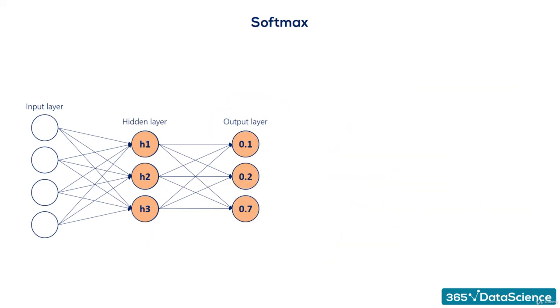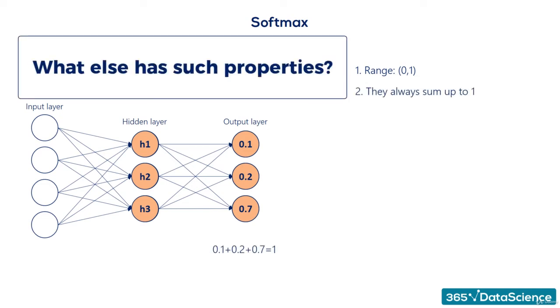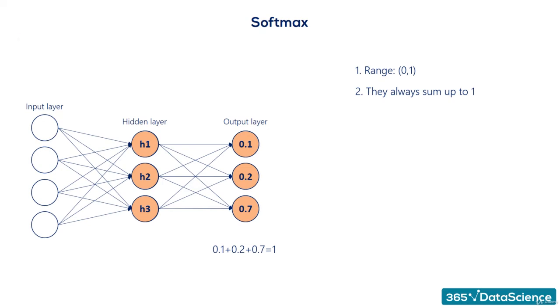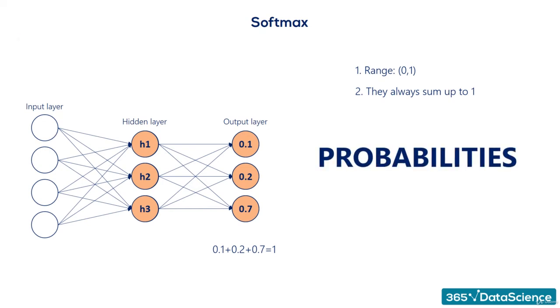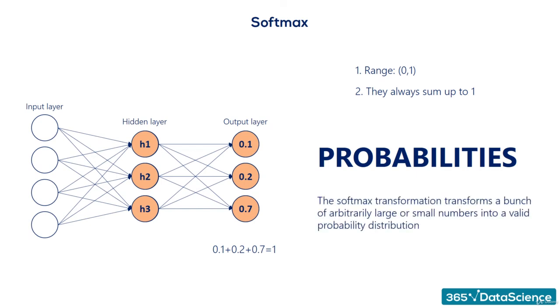Okay. A key aspect of the softmax transformation is that the values it outputs are in the range from 0 to 1. Their sum is exactly 1. What else has such a property? Probabilities? Yes, probabilities. Indeed, the point of the softmax transformation is to transform a bunch of arbitrarily large or small numbers that come out of previous layers and fit them into a valid probability distribution.